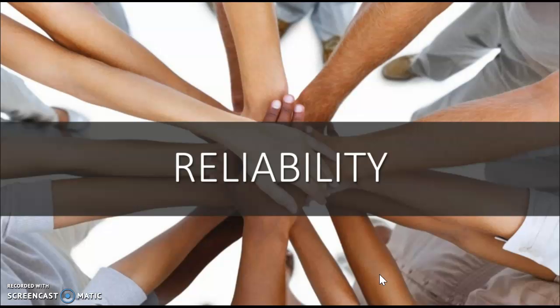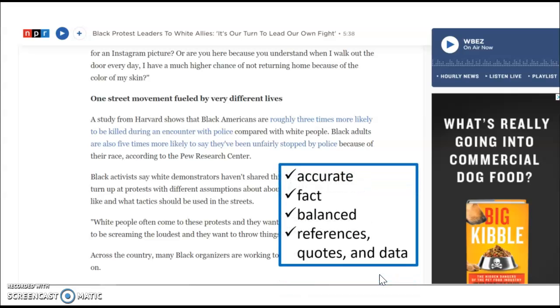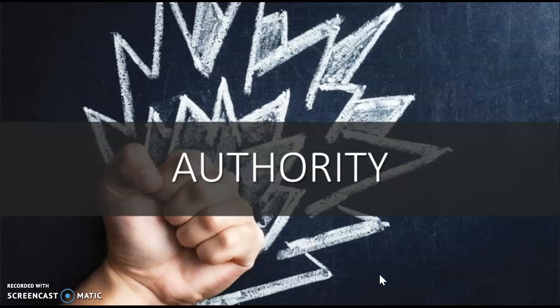Next up, we want to look at reliability. And when we talk about reliability, we're checking if information seems accurate, is it factual, and is it balanced? And does it seem to go with what we kind of already might know about a topic? So, again, we're looking at the content of the article or website to see if facts are provided. If our author provides us quotes, if they reference other data, or are they also providing a balanced point of view? The goal of information at the academic level should be to inform you. There should be as little bias as possible.